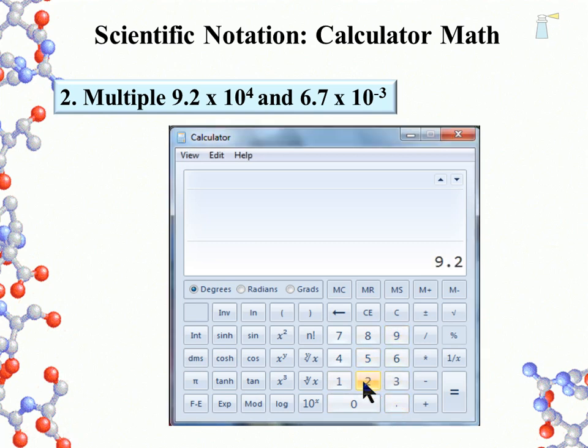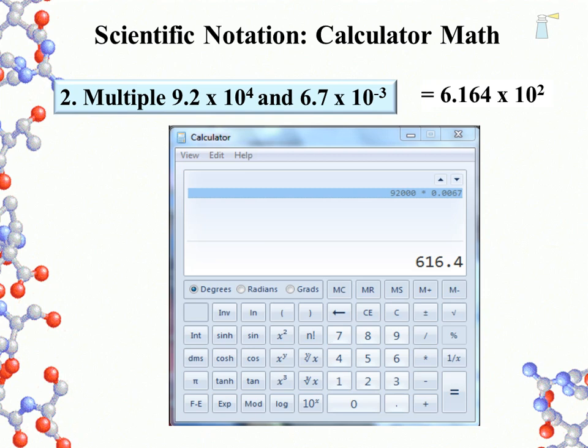We begin by inputting the first value, 9.2 EXP 4. Hit the multiplication sign. Second value, 6.7 EXP 3. Minus sign to get negative 3. Hit enter equals 616.4, which we can convert to scientific notation by sliding the decimal 2 places to the left, giving 6.164 times 10 to the second.